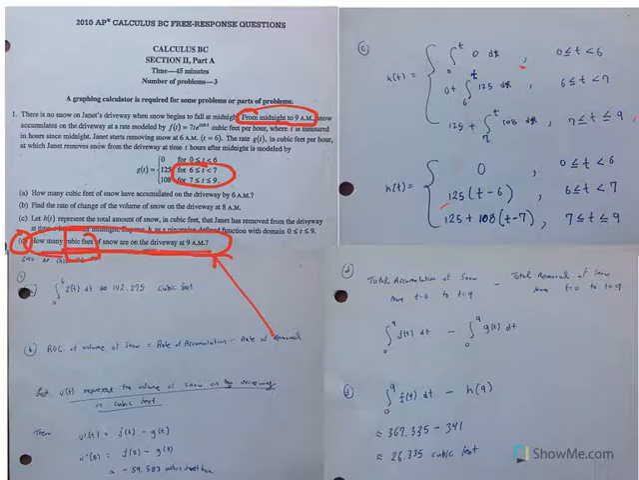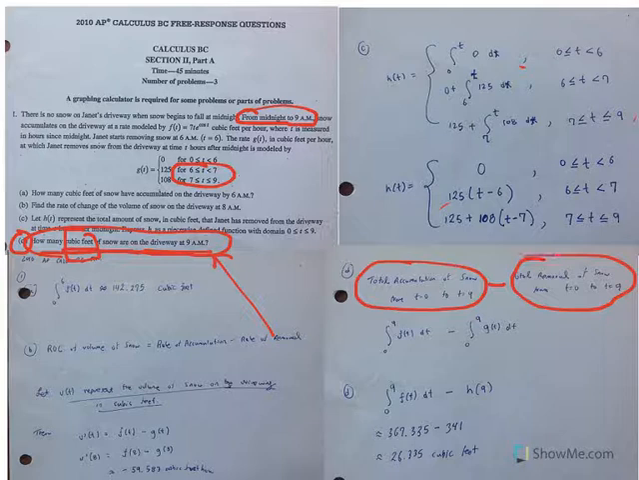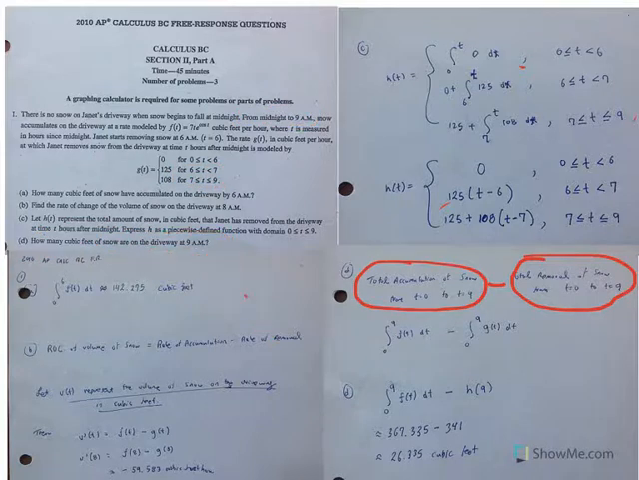So to answer this question, how many cubic feet of snow are on the driveway at 9 a.m., we've got to figure out the total amount of snow that fell on the driveway from midnight to 9, and subtract from that the total amount of snow that was removed from the driveway from midnight to 9. So how do we do that? It's easy enough to find the total amount of snow that accumulated on the driveway from midnight to 9, because again, the definite integral of a rate of change function will give you the net change.